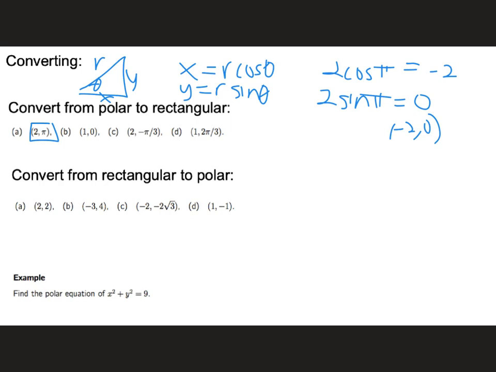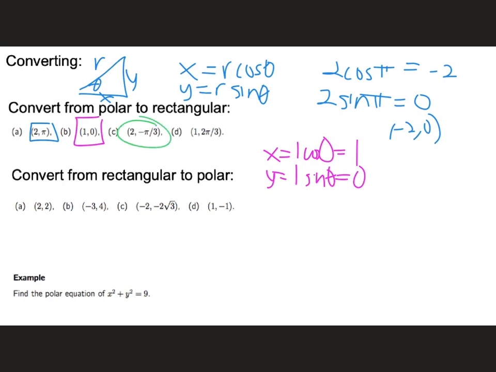If you have 1, 0, same idea, x is going to be 1 cosine 0, which is 1. I wrote theta, that was supposed to be a 0, sorry. And then y is 1 sine 0, which is, oh, it's still 1, 0. That was silly. Okay.